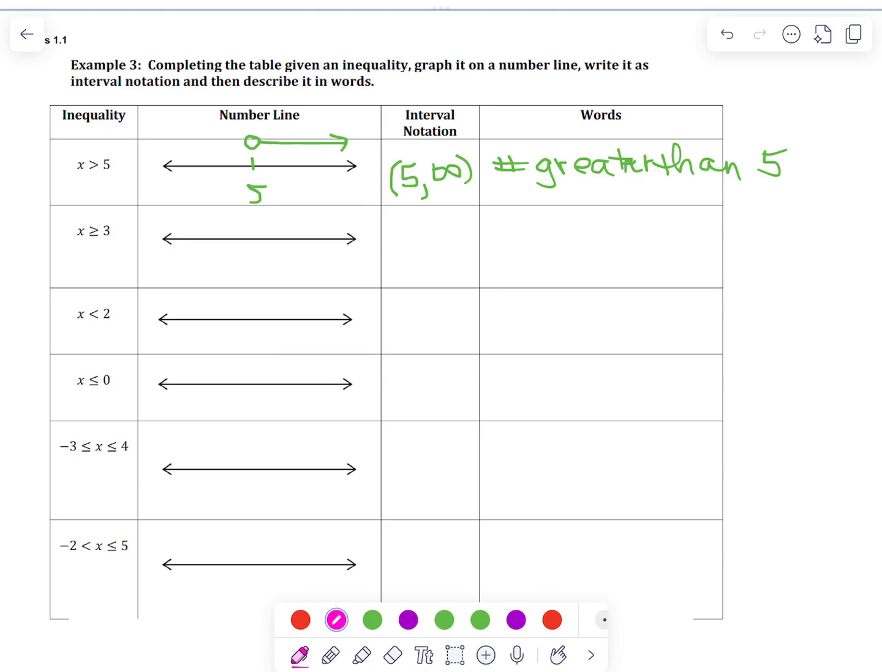The second one, x is greater than or equal to 3. Sorry, 3 there. So I'm going to put 3 on the number line, and it is including it because that's the line underneath it. So I'm going to put a closed circle, greater than or equal to. So now we're going to put that bracket, because it's including it, and it's going to the right. So now it's numbers greater than or equal to 3.